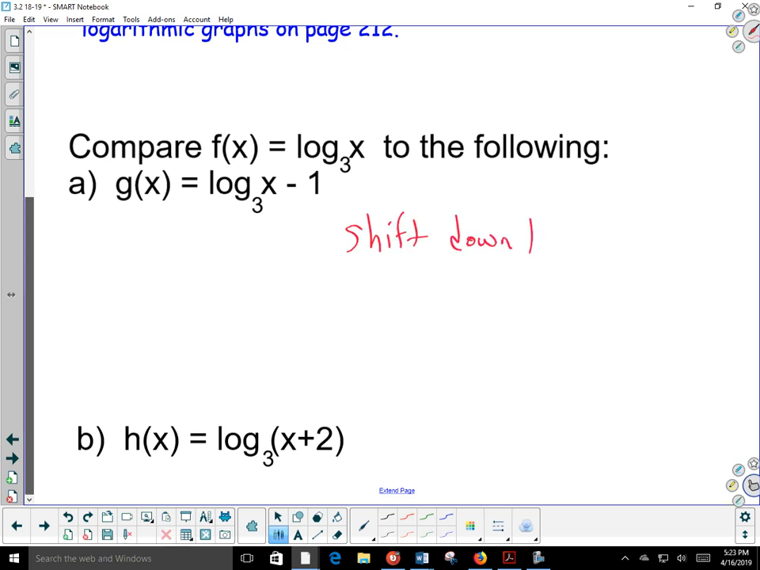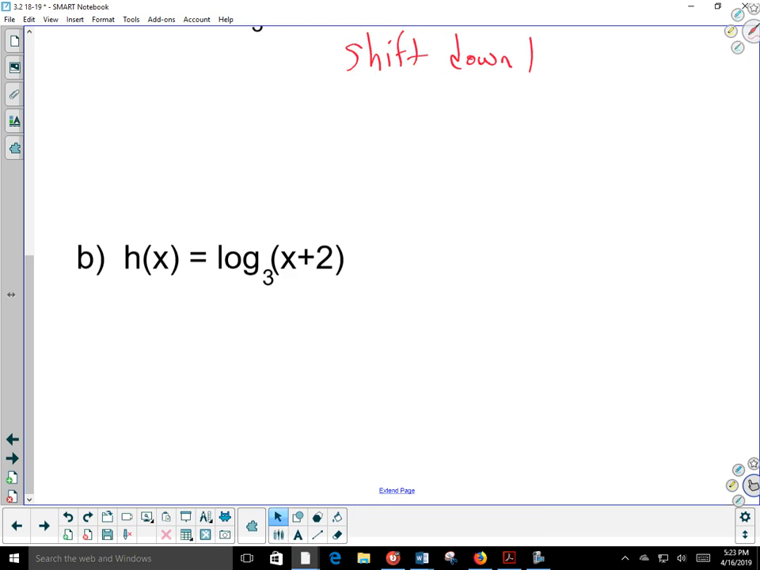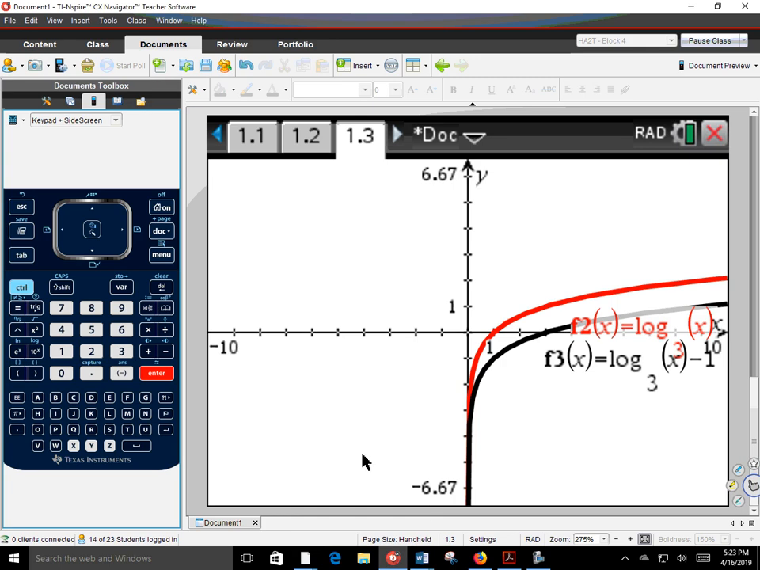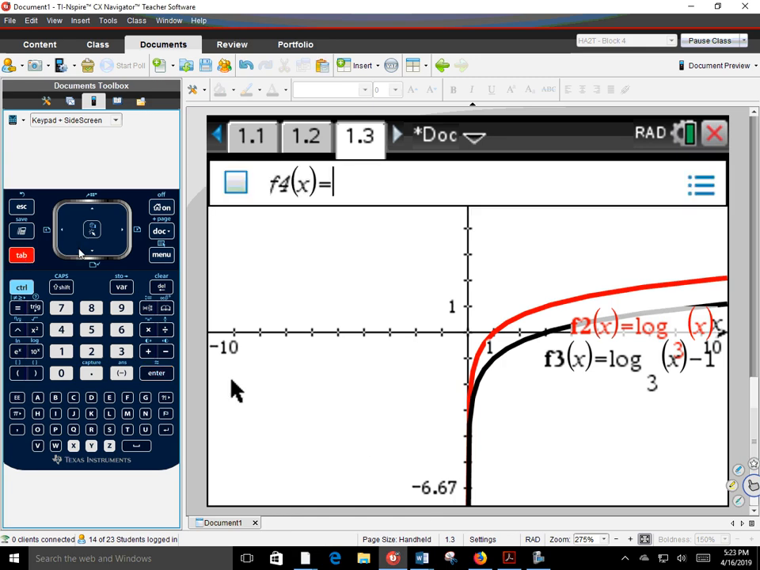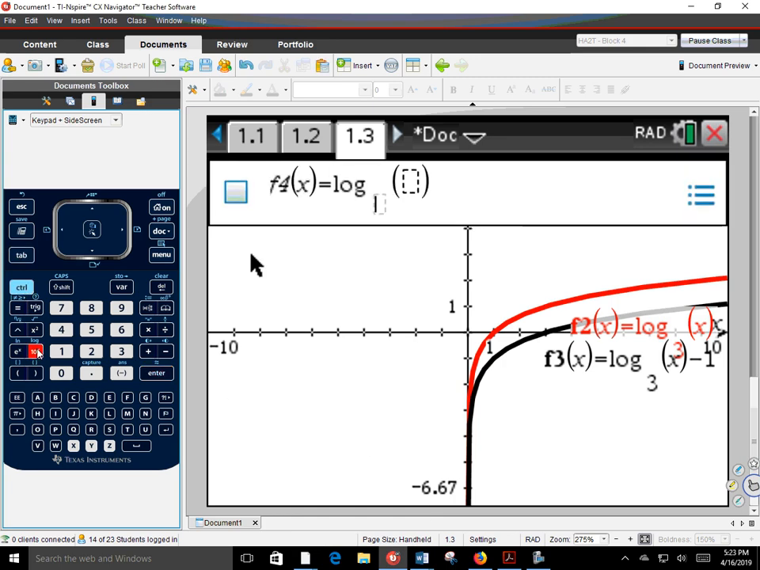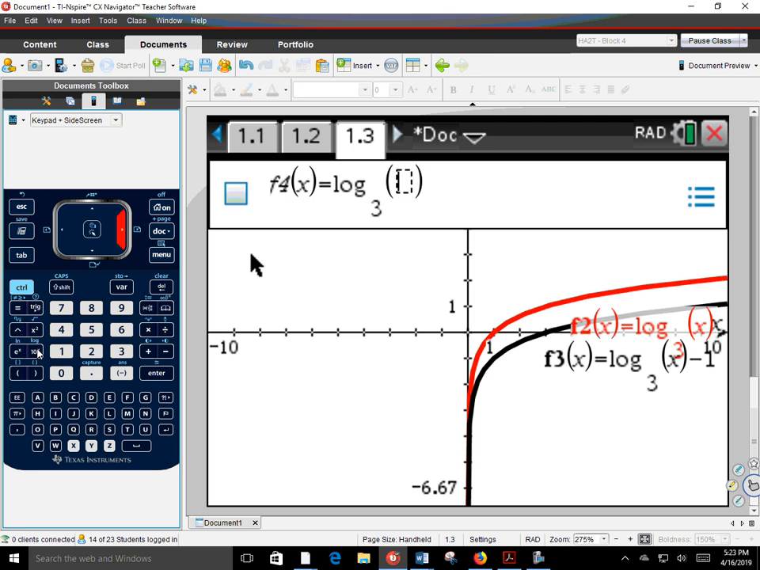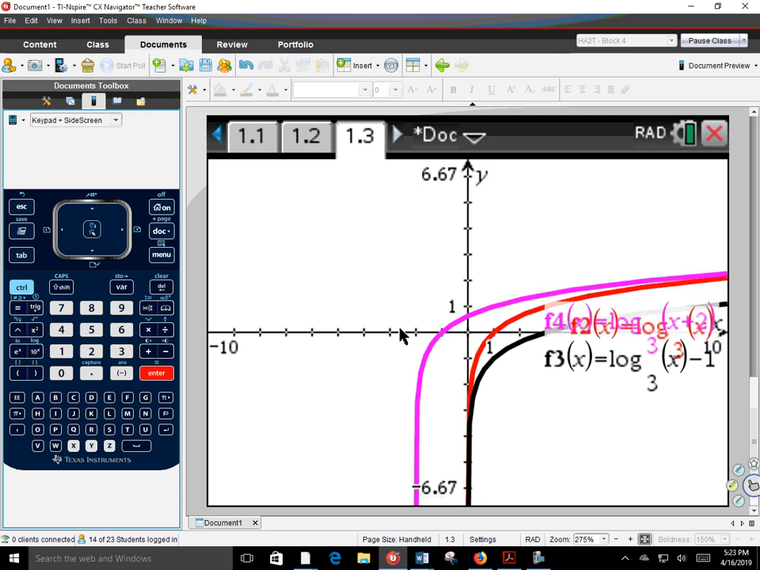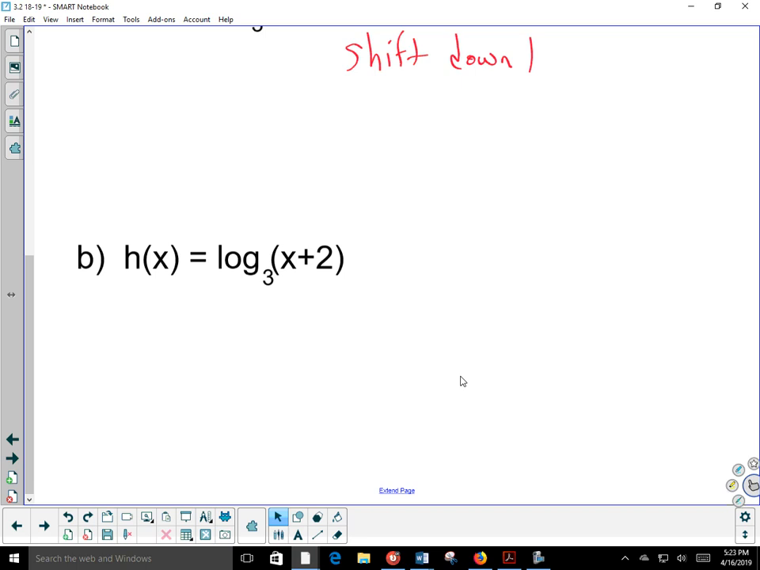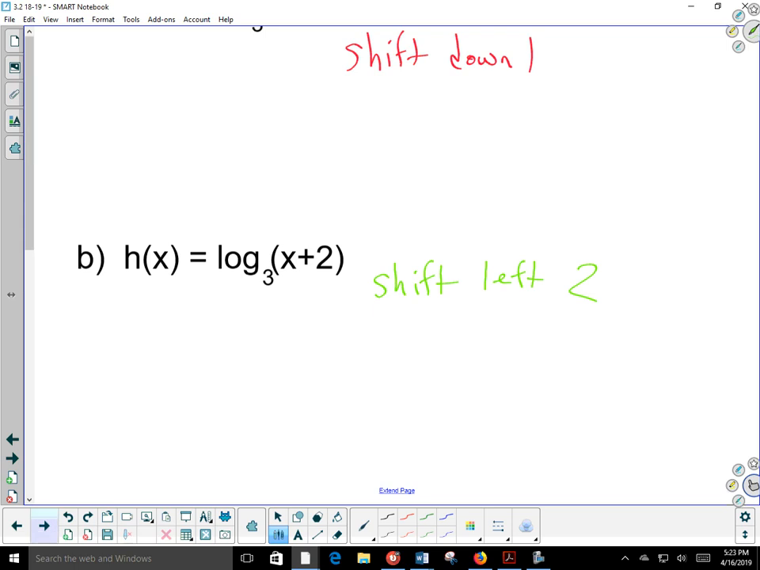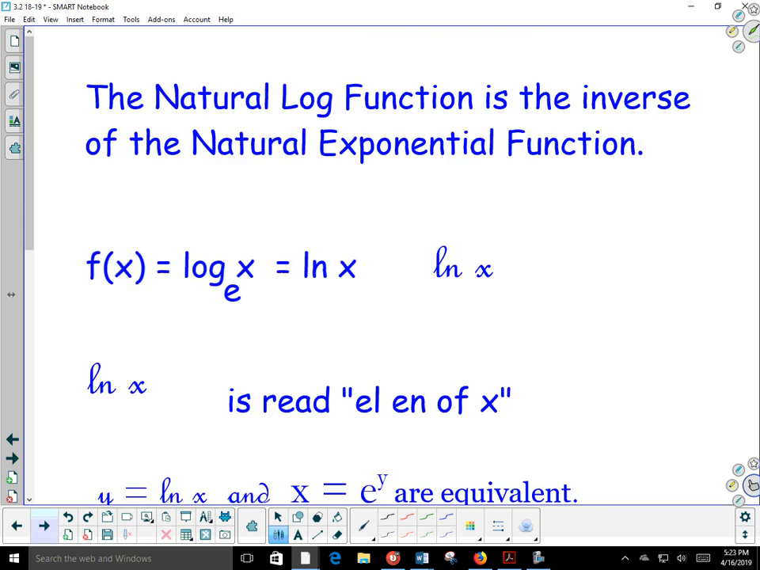And then if we look at this next one here, this one is log to the base 3 of x plus 2. So let's try that one. That's x plus 2 in the parentheses. So I'm pushing tab, and I want control log to the base 3 of x plus 2, and that one is being shifted 2 units to the left. So that's what we can write for this one. This is a shift left 2.